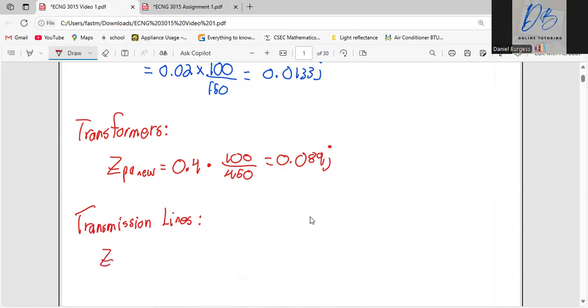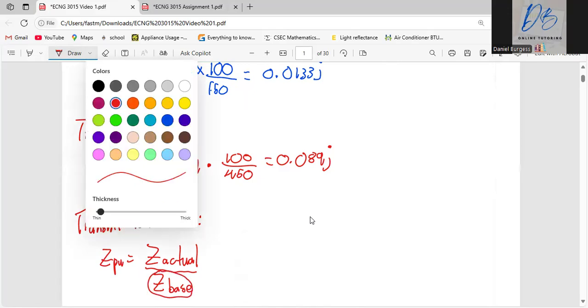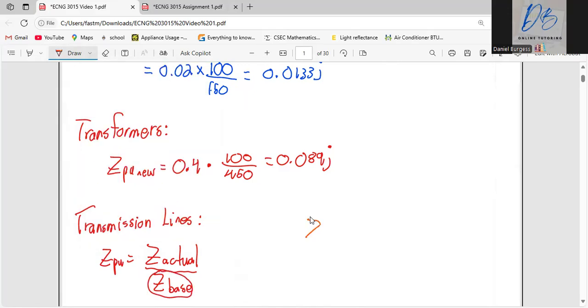So remember, in this case, Z per unit, because we're going to convert it, equals the actual divided by the base. Right now we don't know what Z base is, so we have to calculate it. So we go in the corner. For Z base, you have two equations. The most basic equation is kV base squared over MVA base.